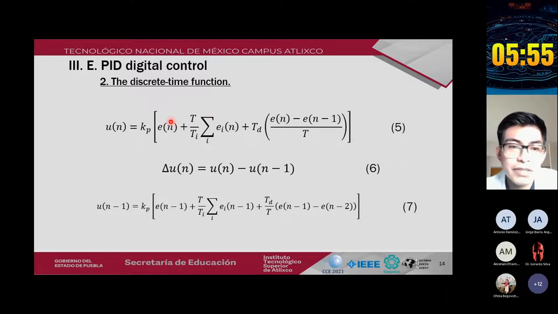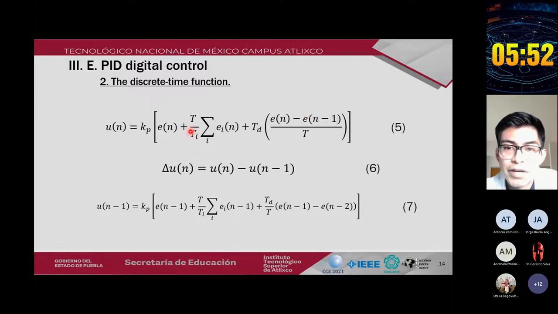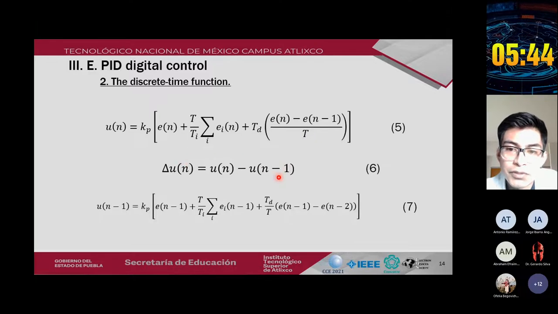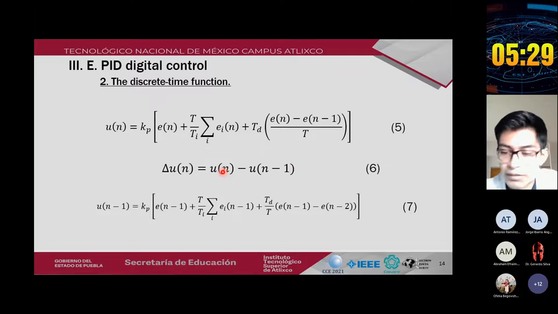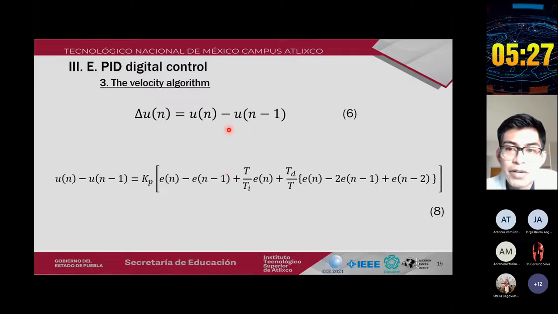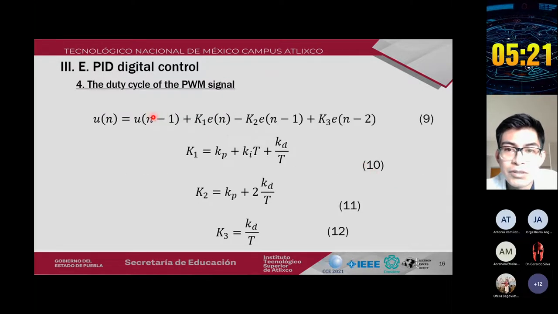The rectangular approximation technique was applied to obtain the discrete time function, resulting in expression 5, where T is the sampling period. In this work, the velocity algorithm is used to obtain the control action function. This algorithm calculates the increase of the control signal u sub n, where u sub n minus 1 represents the previous value of u sub n, divided by the sampling period. Substituting expressions 5 and 7 in 6 gives equation 8. And solving for u sub n from 8, we obtain equation 9.